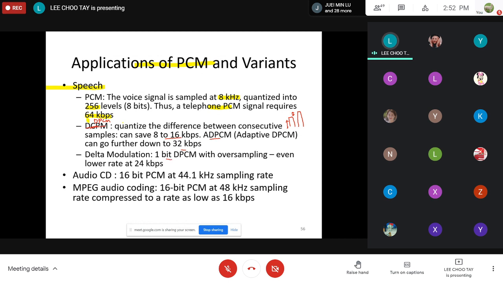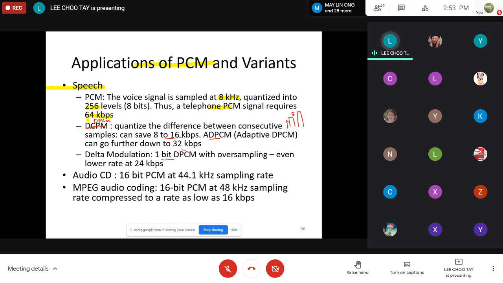And if you use delta modulation, you can read through it yourself. Basically, this is a 1 bit DPCM. Instead of transmitting the actual difference between two consecutive samples, I just use 1 bit to represent it. Is my current amplitude bigger or smaller than the previous one? If bigger, I transmit a 1. If it's smaller, I transmit a 0. So that's basically the concept of delta modulation.